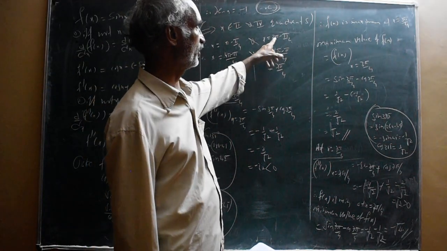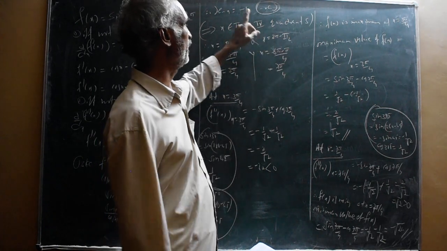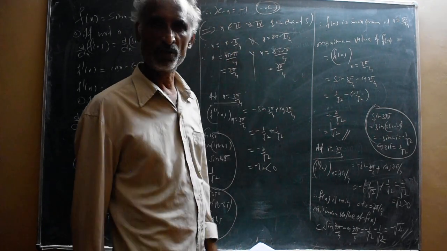One more value, let us take 360 minus π/4. Again 360 what? Tan is negative in the fourth quadrant.